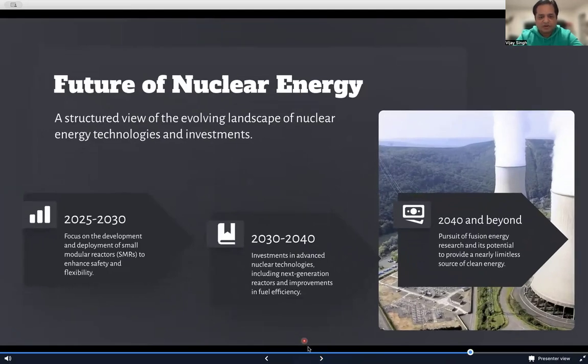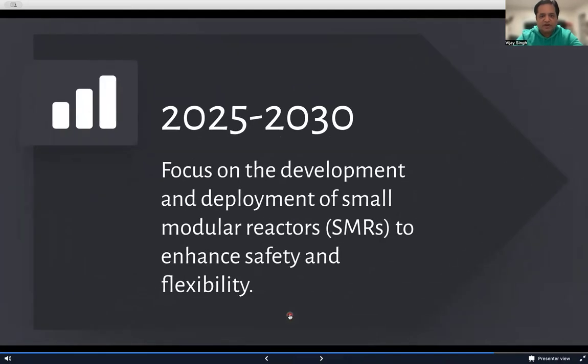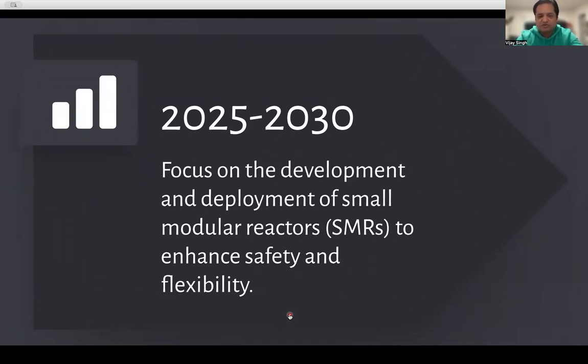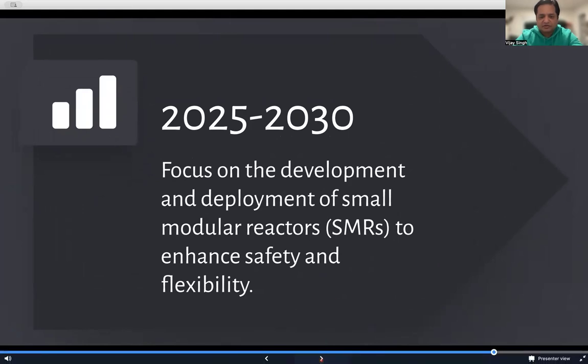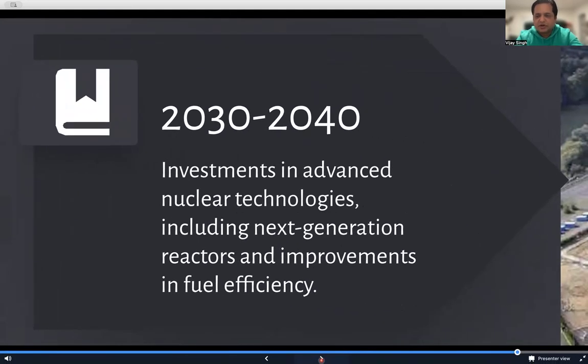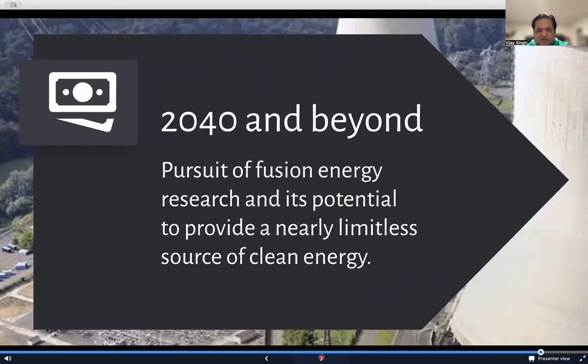So future of nuclear energy, 2025 to 2030, the focus is on the development of small modular nuclear reactors. Then 2030 to 2040, investment in advanced nuclear technologies, including next generation reactors and improvement in fuel efficiency. And 2040 and beyond is the pursuit for fusion energy research and its potential to provide nearly limitless source of clean energy. In fact, nuclear fusion is the future.